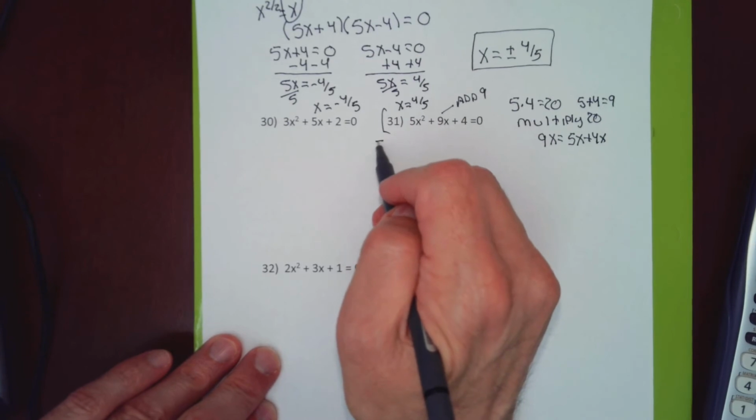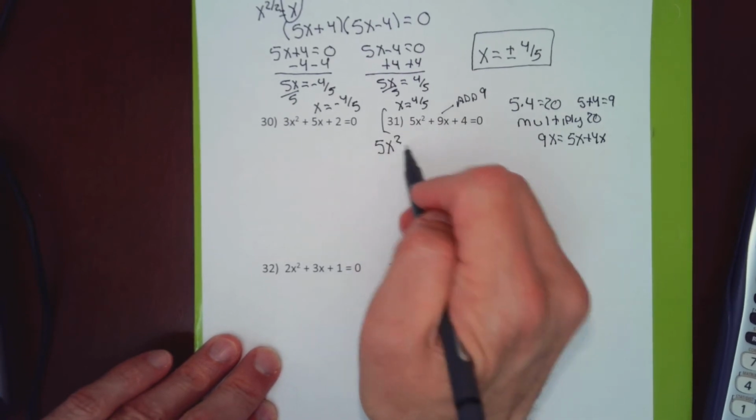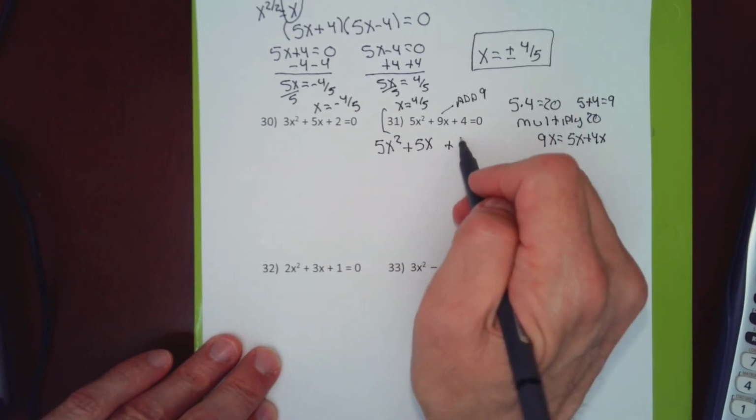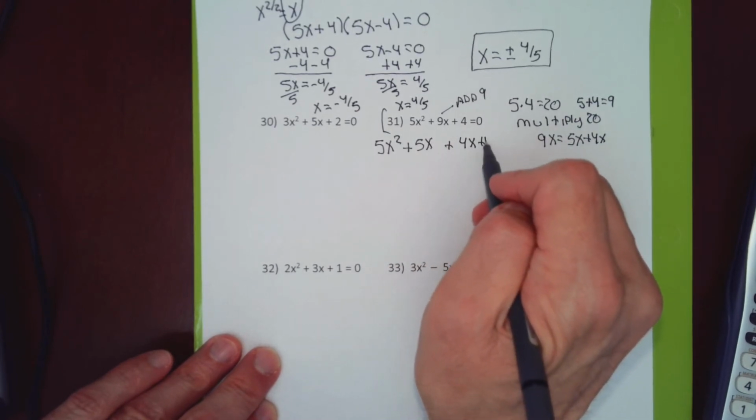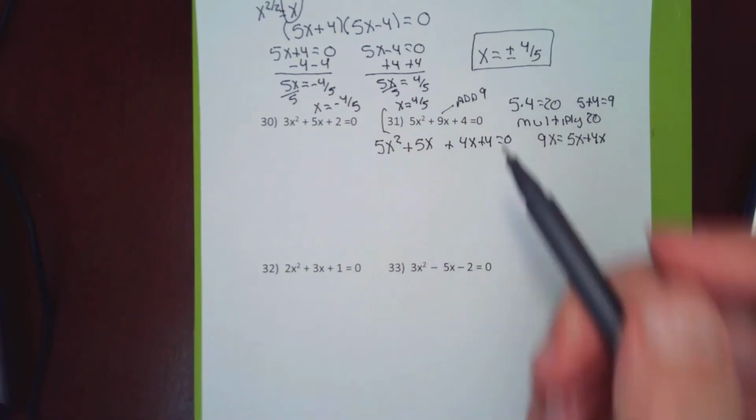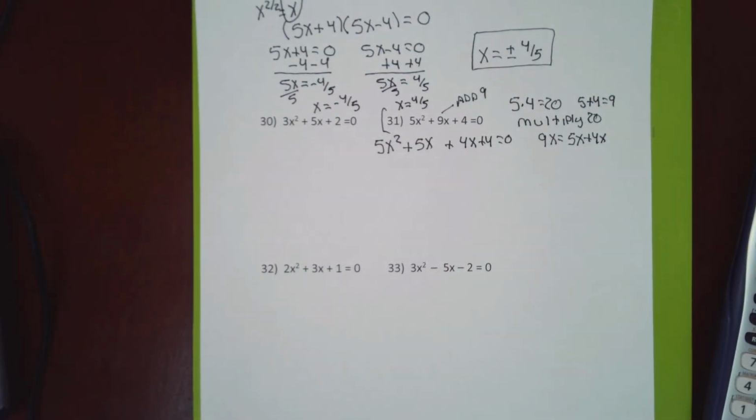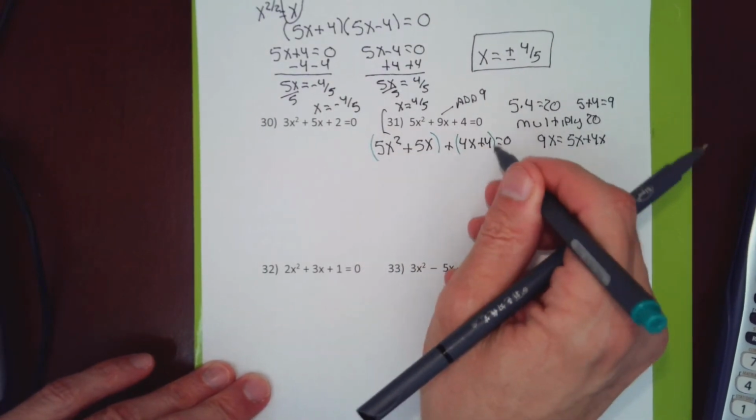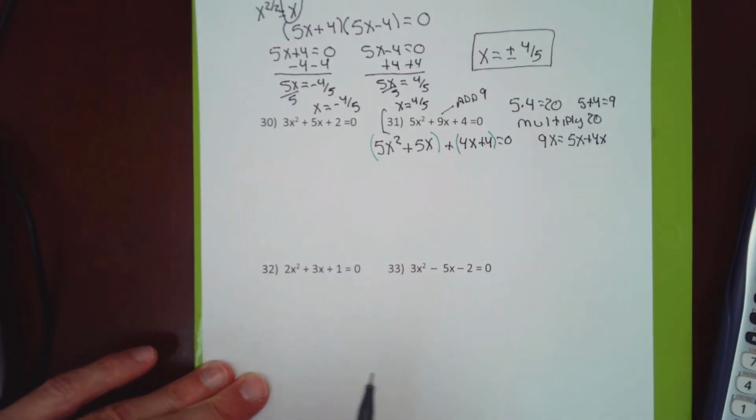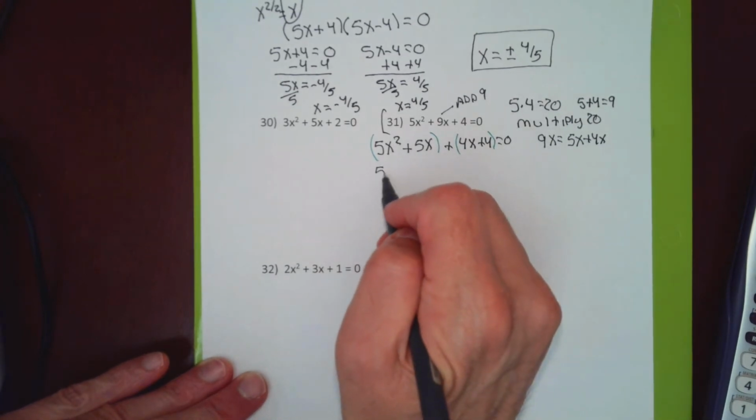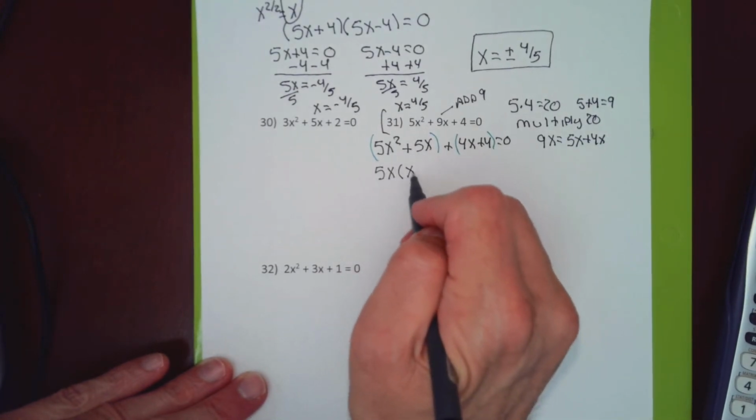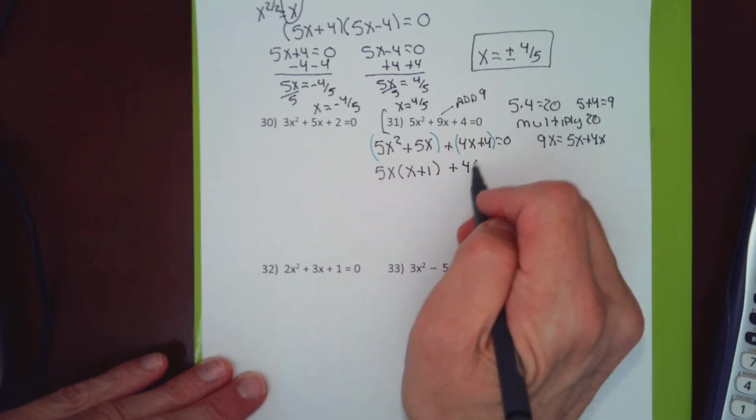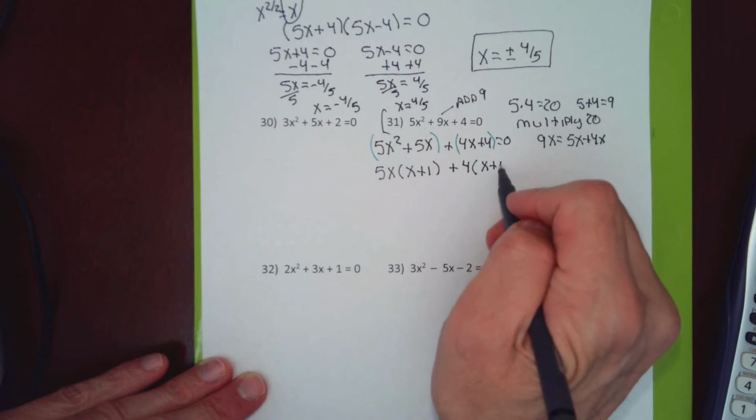So I'm going to write this problem as 5x squared plus 5x plus 4x plus 4 equals 0. Then I'm going to bring in my parentheses because I'm doing grouping. In the first parentheses, I'm going to factor out a 5x and be left with x plus 1. In the second parentheses, I'm going to factor out a 4 and be left with x plus 1.